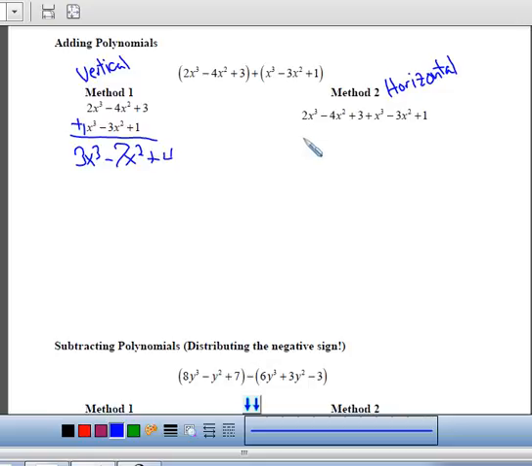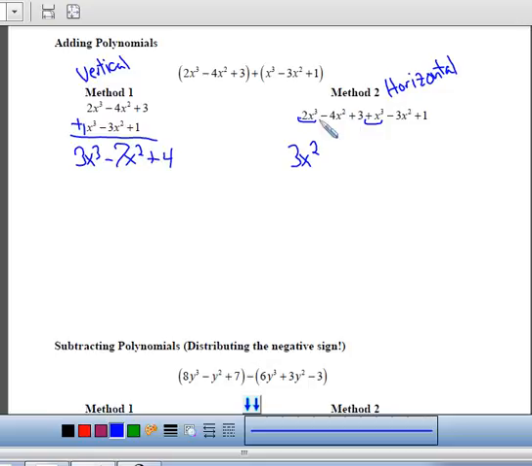Now, if you're going to add horizontally, this goes back to something you are already familiar with, combining like terms. So, I'm going to combine this term with the other term that's like it, and when I do this, I try to include the sign that's in front of it. So 2x cubed plus x cubed is 3x cubed.